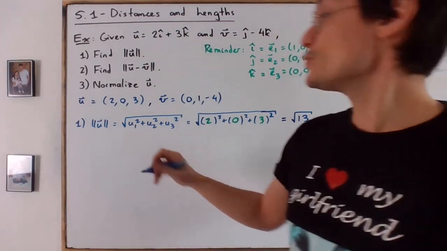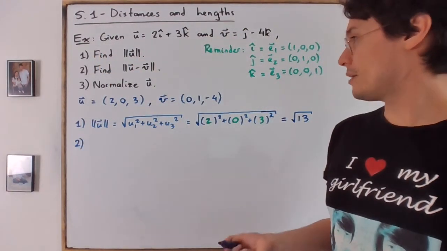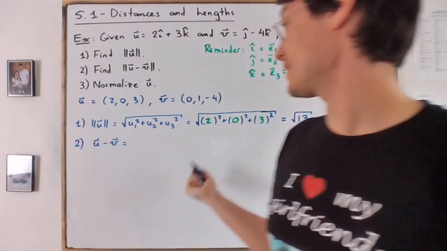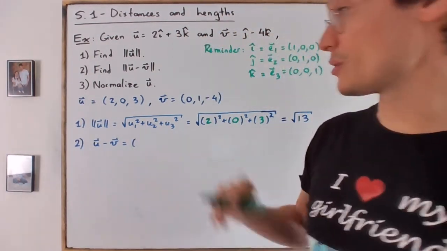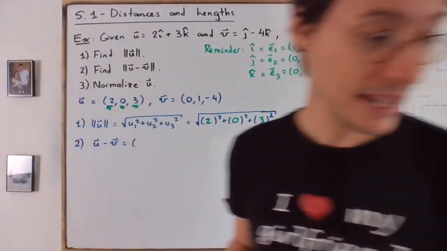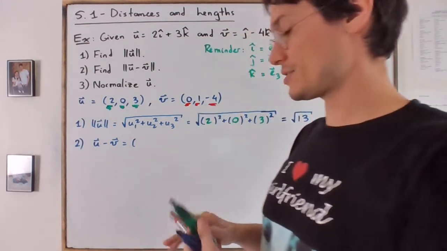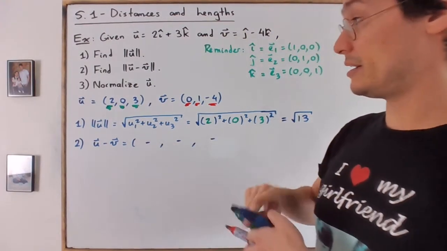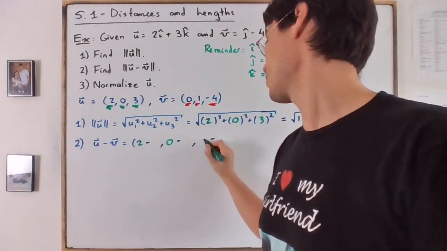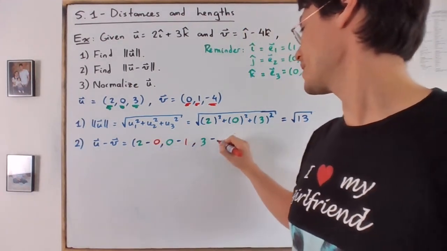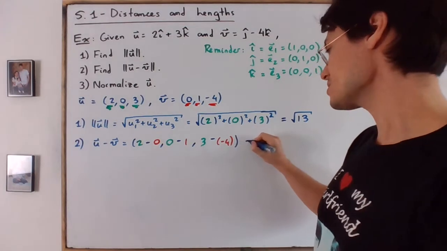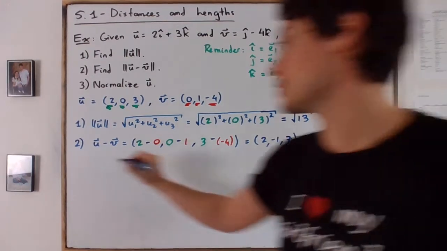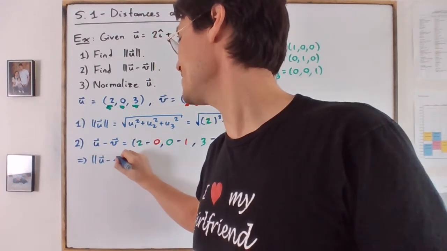All right, number two, find the norm of u minus v. We can easily compute first what u minus v is. You're just going to subtract the components. Let's say these are the green components, and these are the red components. So you're literally just going to go 2 minus 0, then 0 minus 1, then 3 minus 4. It's one vector, 2, 0, 3, minus the other vector, 0, 1, and be careful here, negative 4. So what do we get out of this? We get 2, negative 1, and 7.